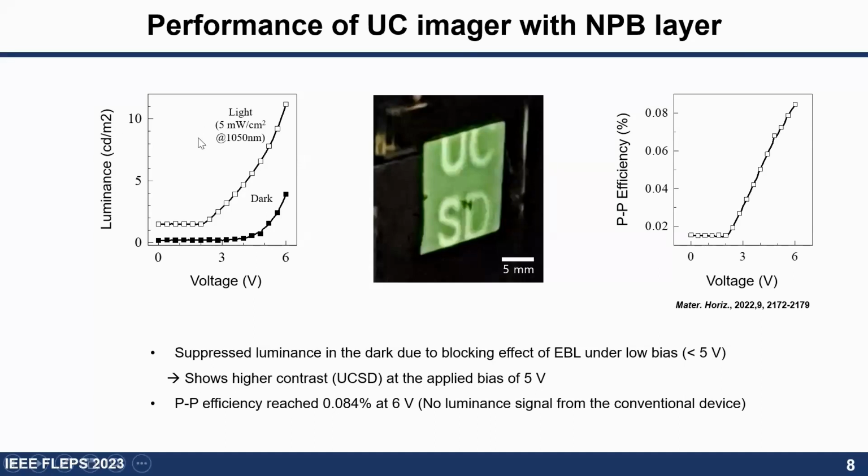Based on this result, we demonstrated the conversion imager, and the word UCSD shows higher contrast at the applied bias of 5 volt, and photon-to-photon efficiency reached 0.08% at 6 volt. But there was no luminous signal from the device without electron blocking layer.